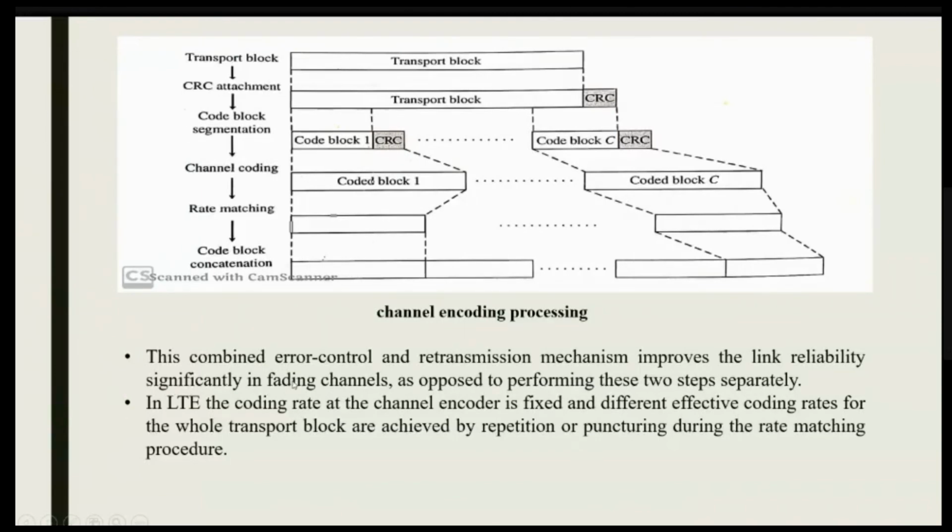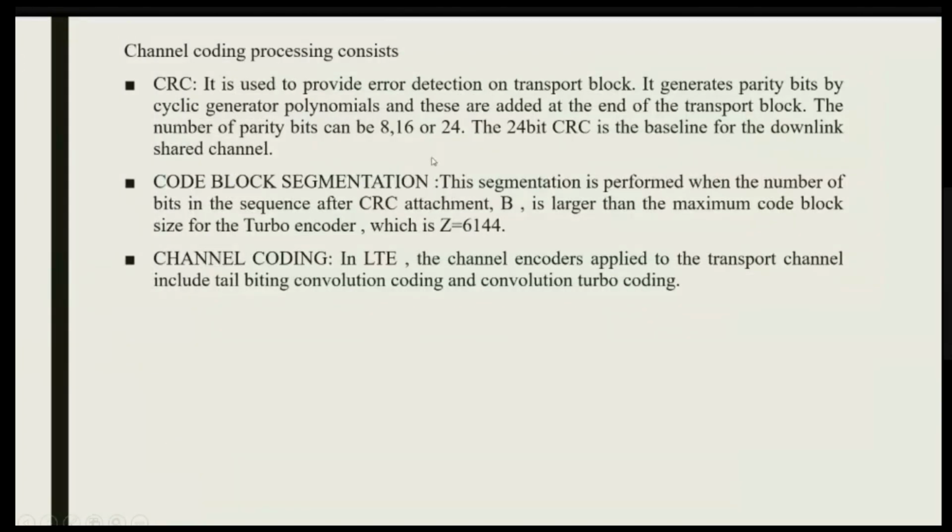This combined error control and retransmission mechanism improves the link reliability significantly in fading channels, as opposed to performing these two steps separately. In LTE, the coding rate at the channel encoder is fixed, and different effective coding rates for the whole transport block are achieved by repetition or puncturing during the rate matching procedure. So one by one we will discuss again.